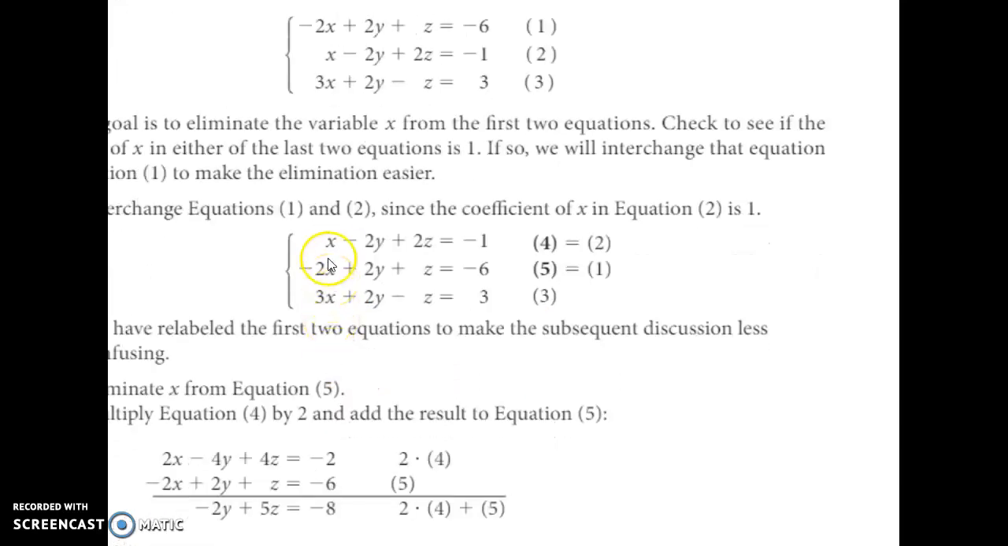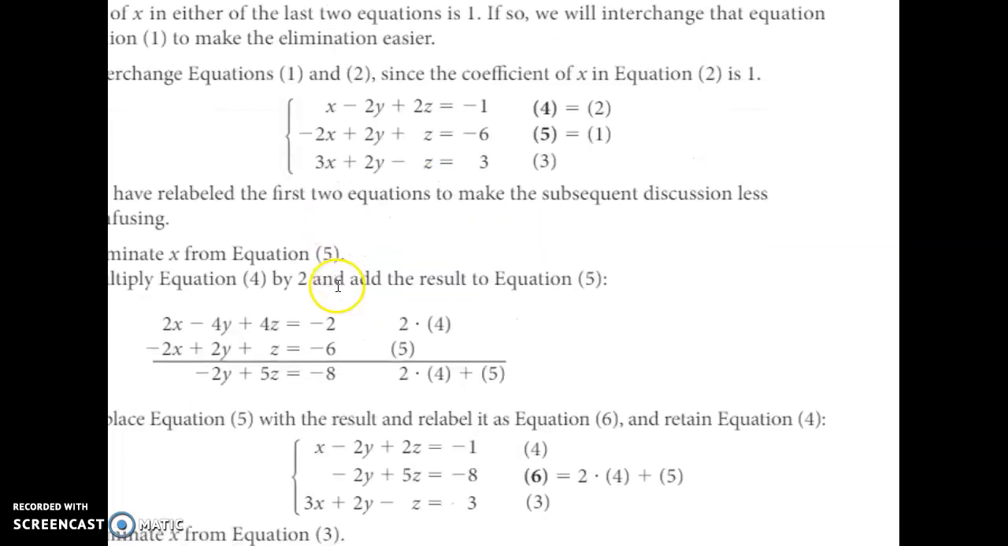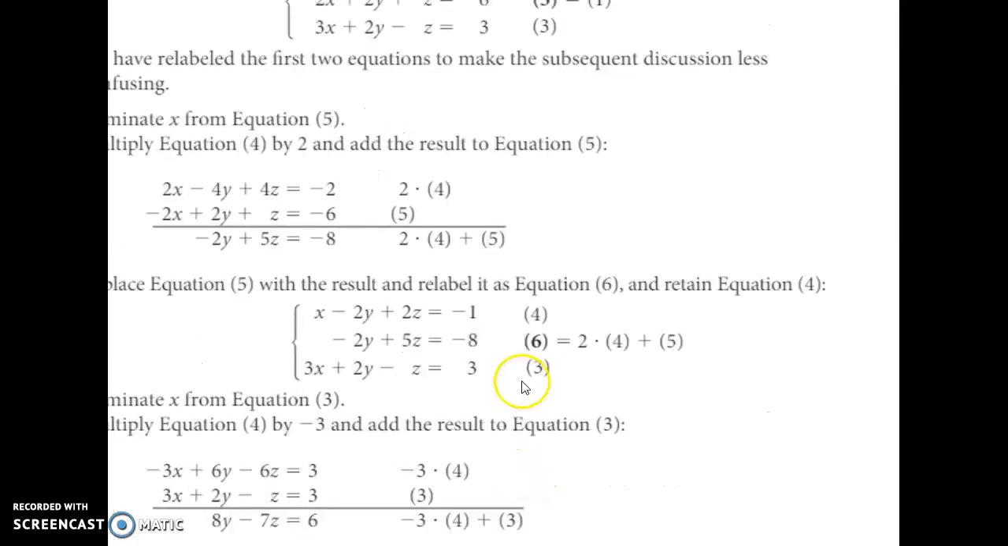Now they say, okay, we want to get a 0 right here. So we multiply the first by 2. So we have 2x minus 2x. Of course, here we're going to have minus 4y plus 4z minus 2 when we multiply by 2. They do that here. Add these two, and you come up with -2y plus 5z equals -8 when you add the y's, the z's, and the numbers. This is the new second row, which I guess they call number 6 now.